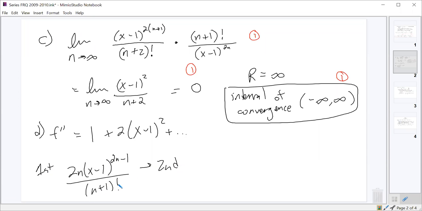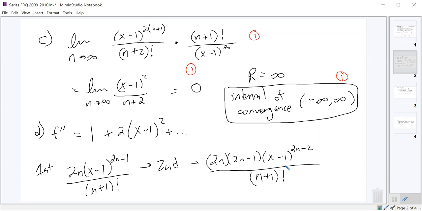Second derivative becomes what? 2n times 2n minus 1 times x minus 1 to the 2n minus 2, over n plus 1 factorial. You all agree with that? That would be your second derivative of the nth term of that series.